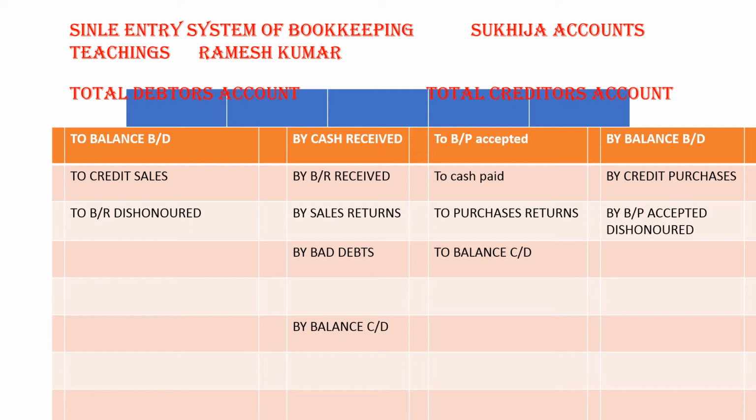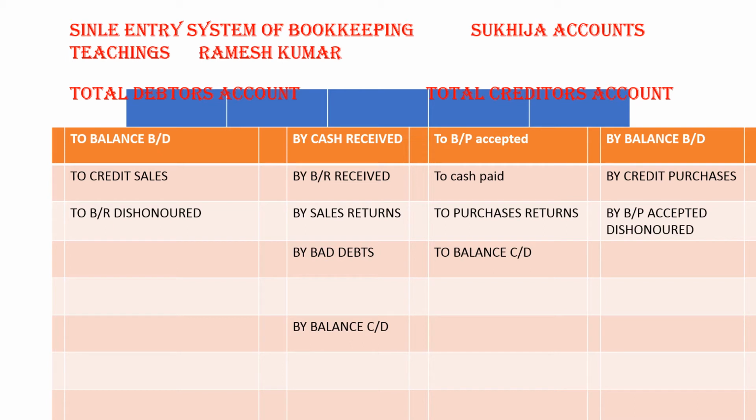Then in the last we are having by balance CD, that is closing balance of debtors. On the debit side, we are having one more item, BR dishonored. If the bill we have received from debtors during the year had been dishonored, then it increases our debtors. Therefore, we write on the debit side.